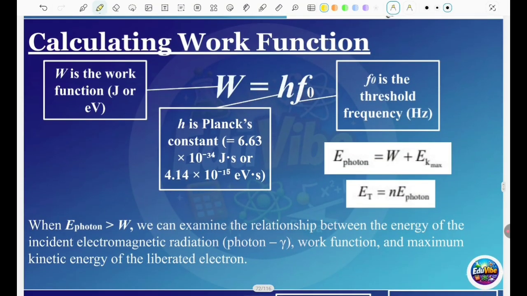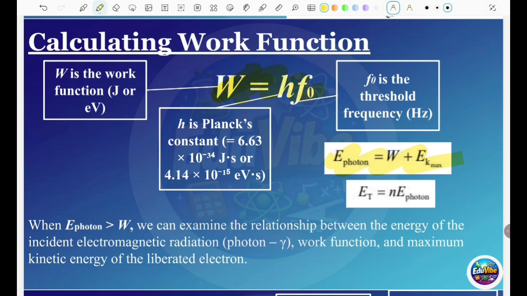Then work function. The work function formula is very important. If you want to find the work function with the threshold frequency and Planck's constant, we use the formula W is equal to h times the threshold frequency. If you have to find the maximum kinetic energy, make sure you use this formula.